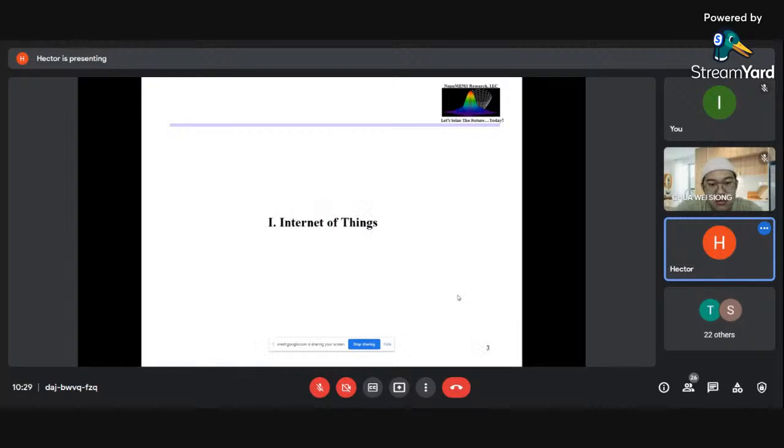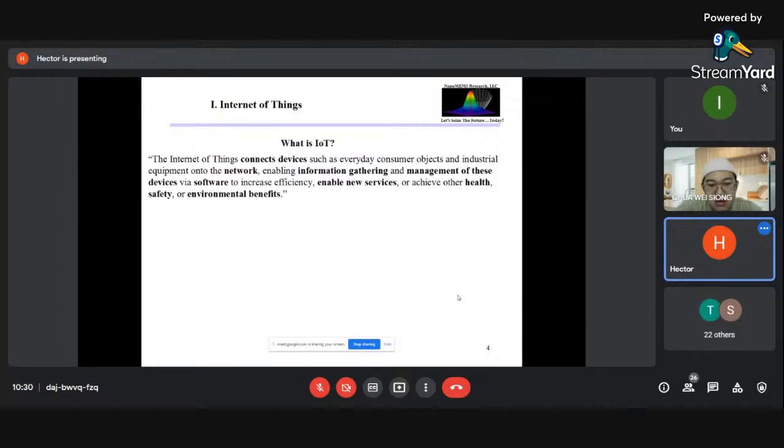The Internet of Things. What is it? The Internet of Things connects devices such as everyday consumer objects and industrial equipment onto the network, enabling information gathering and management of these devices via software to increase efficiency, enable new services, or achieve other health, safety, or environmental benefits. This definition was given by Kevin Ashton, a British technologist, in 1989 when he was at MIT.